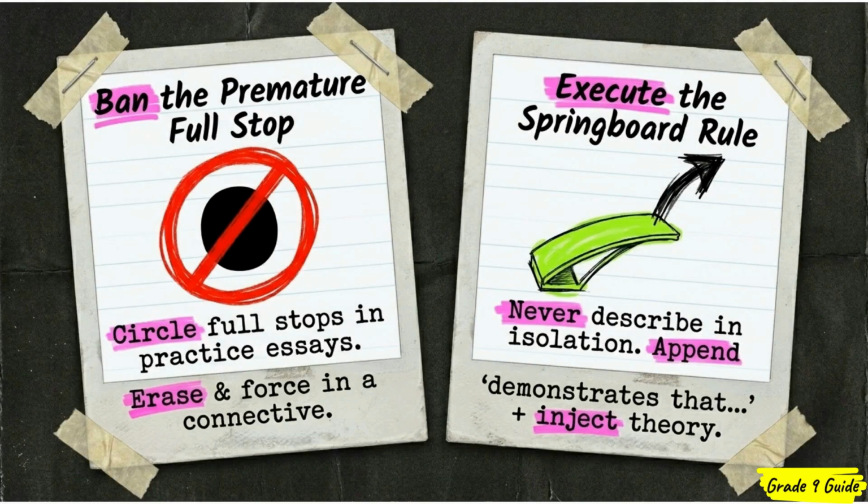Grab your phone and screenshot this right now. This is your breakout checklist. Ban the premature full stop. Circle every full stop in your practice essays. If it separates a process from its consequence, erase it and force in a connective. Execute the Springboard rule. Never describe a figure feature in isolation. Always append which demonstrates that and inject your geographical theory immediately after.